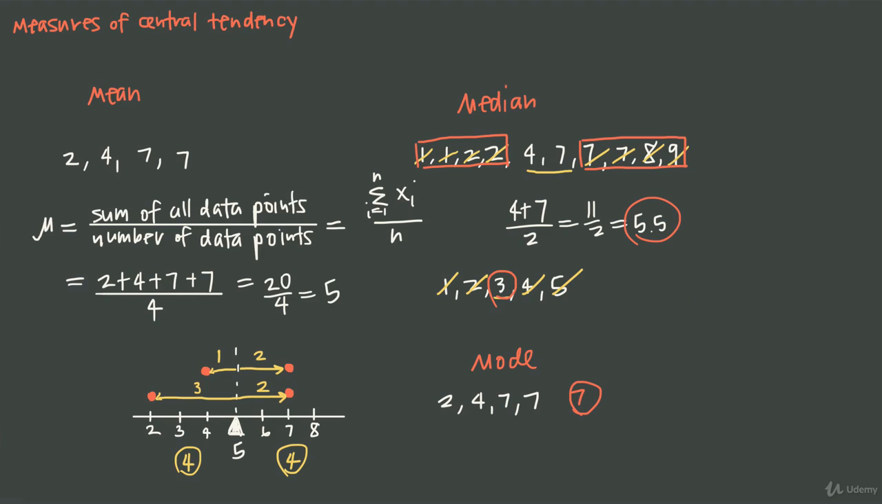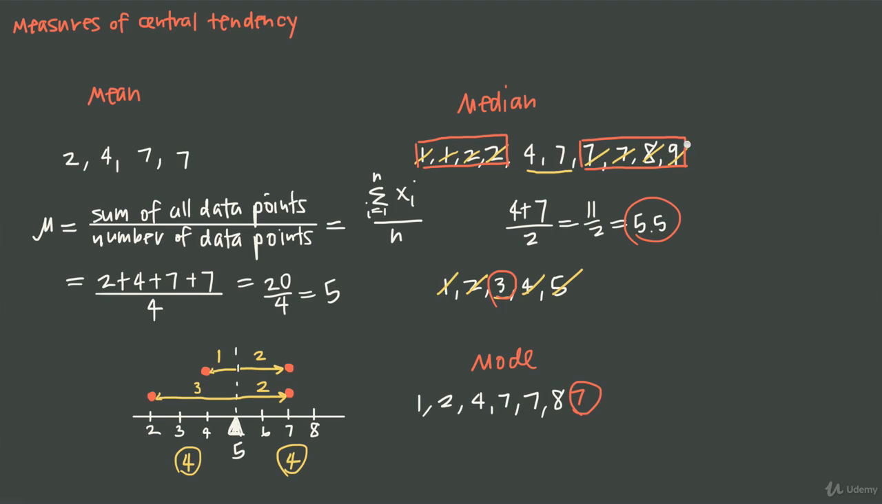It doesn't matter if we add more data points to this. Let's say, for example, instead of our set being 2, 4, 7, 7, it was 1, 2, 4, 7, 7, 8. 7 is still the number that occurs most often in the set, so the mode is still 7.